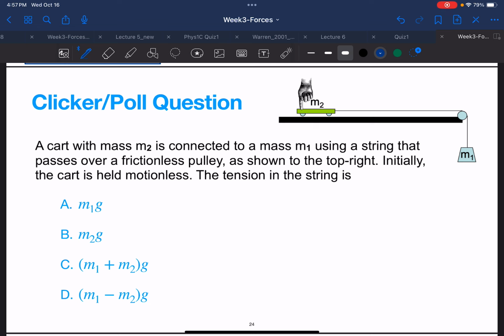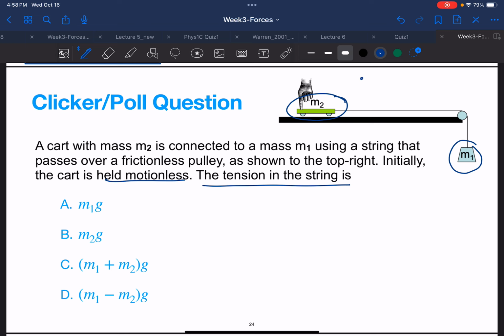So we have a cart with mass M2 connected to a mass M1 using a string that passes over a frictionless pulley as shown at the top right. Initially, the cart is held motionless. The tension in the string is question mark. So I'll go ahead and start by drawing two free body diagrams, one for each of the masses.